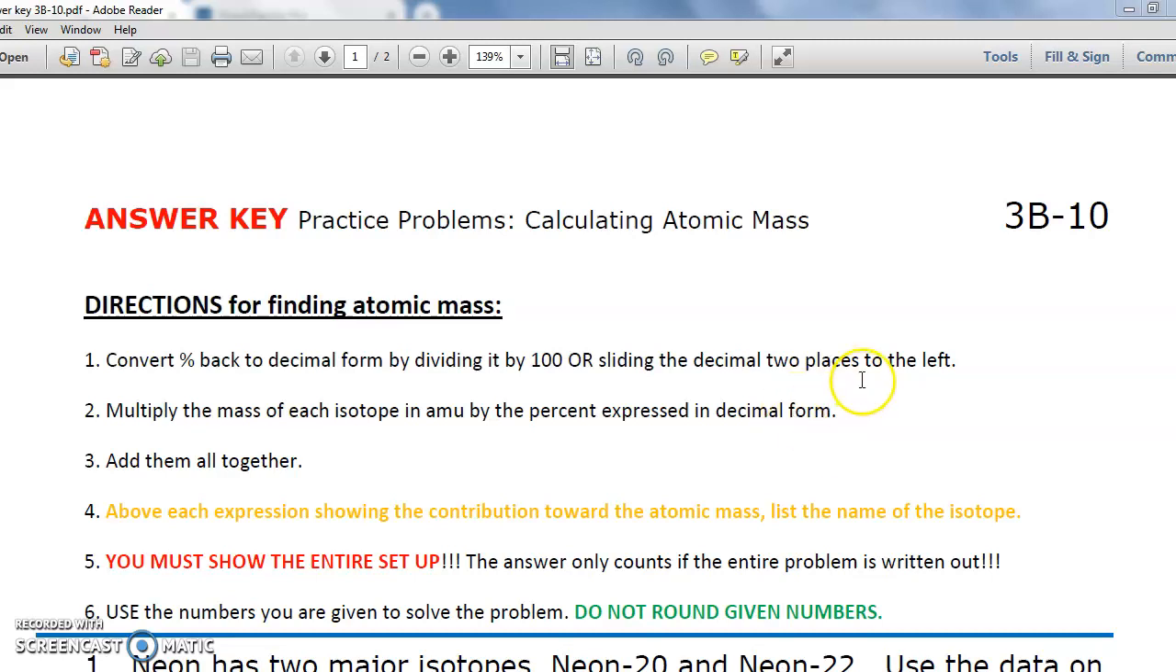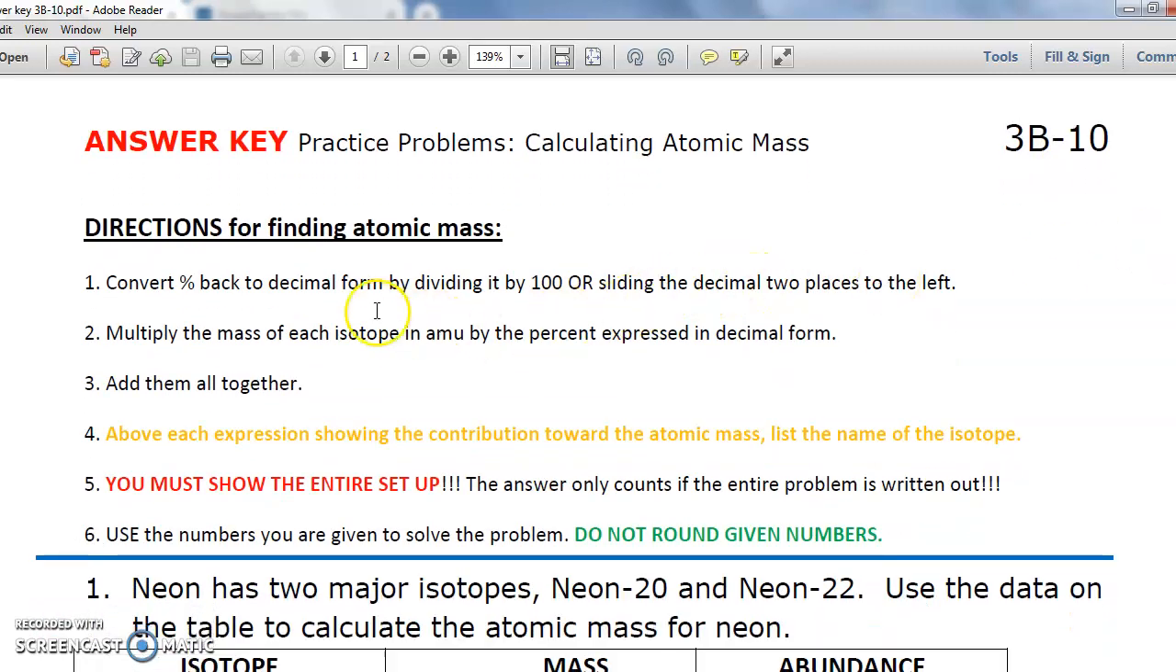Welcome to our help video on 3B10, determining the atomic mass. Be sure when you're doing these problems that when you are given something in a percent form, you have to convert it back to decimal form by dividing it by 100, which is the same as sliding the decimal 2 places to the left. In these problems, you will multiply the mass of each of the isotopes by that percent expressed in decimal form. You add them all together, and you will find the atomic mass.